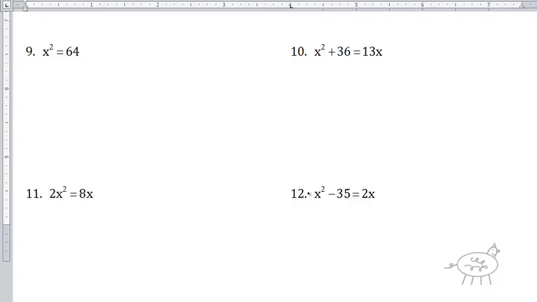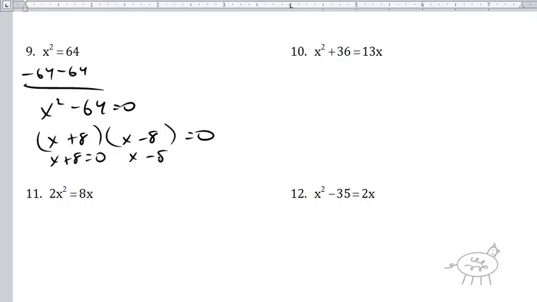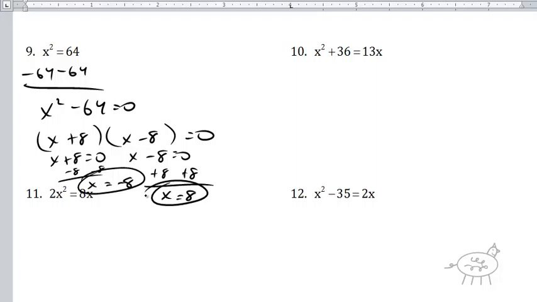Now recognize that these are not equal to 0, and they have to be equal to 0 in order to factor. So I'm going to subtract 64 from both sides. So you get x squared minus 64 equals 0. And now it's a difference of two squares. x plus 8 and x minus 8 equals 0. So you get x plus 8 equals 0, and x minus 8 equals 0. So subtract 8 from both sides, x equals negative 8, and add 8 to both sides, x equals 8. So 8 and negative 8.